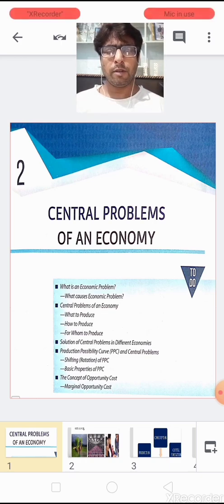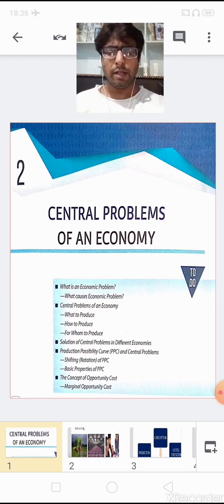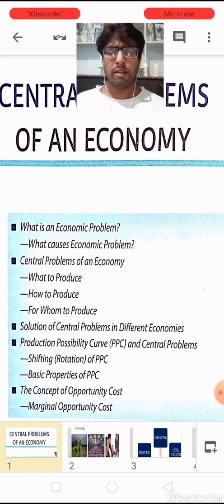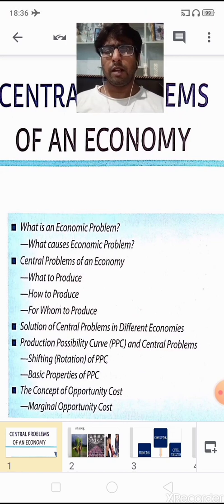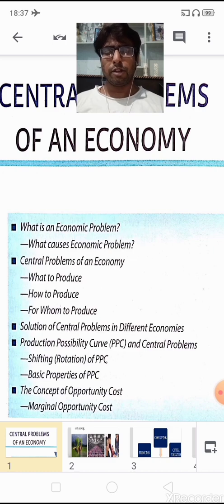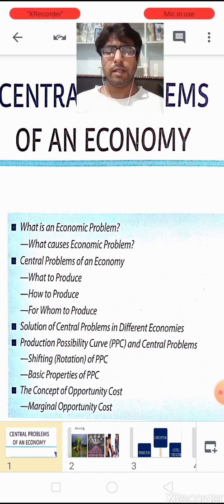Children, today I'm going to start the second chapter of our book, and the name of our chapter is Central Problems of an Economy. Children, the topic we are covering today is: what is an economic problem? I mean, what causes the economic problem? Thereafter, we will learn the central problems of an economy, that is what to produce, how to produce, and for whom to produce. Later on we will learn the solution of central problems in different economies, the production possibility curve, that is PPC, and central problems.